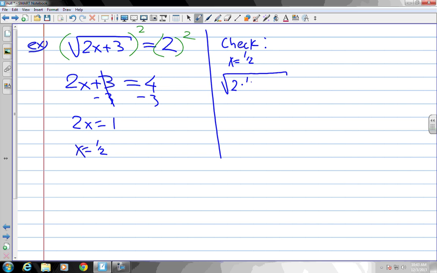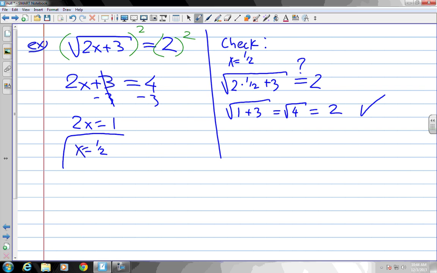So it's the square root of 2 times 1/2 plus 3. Will that equal positive 2? That's kind of how we check. Okay? So if I actually perform the computation, 2 times 1/2 is 1, plus 3, so that's the square root of 4. So that does equal 2. So that checks out. Okay. So that's our solution. By plugging 1/2 back into the original problem, it makes it balance. So we're done.